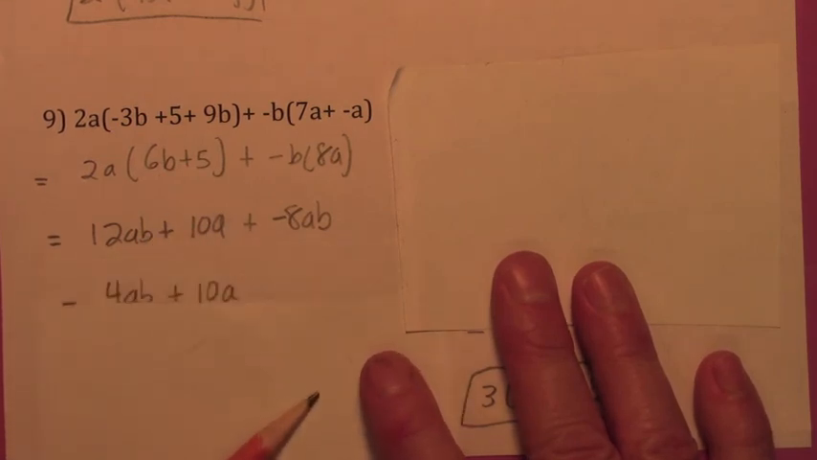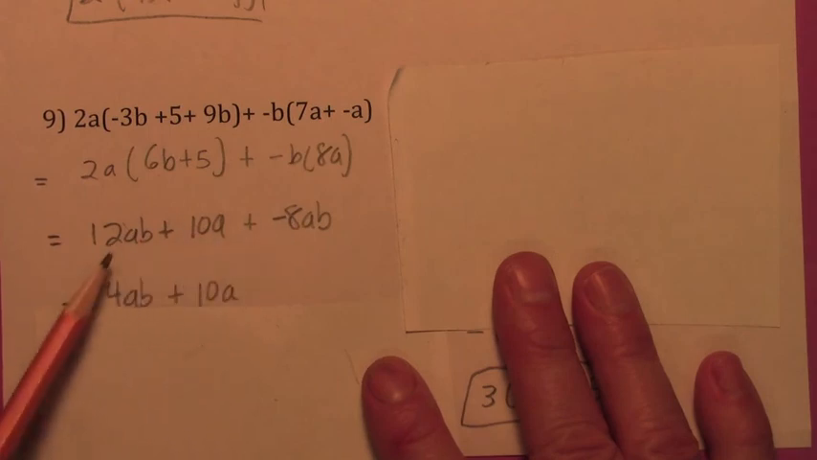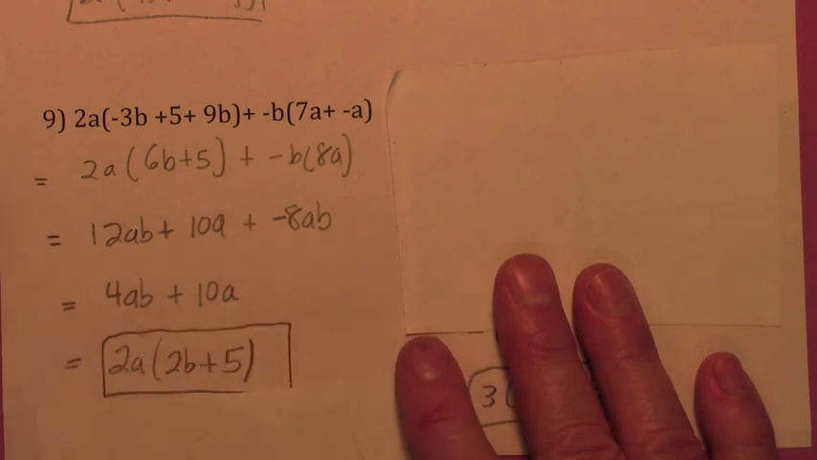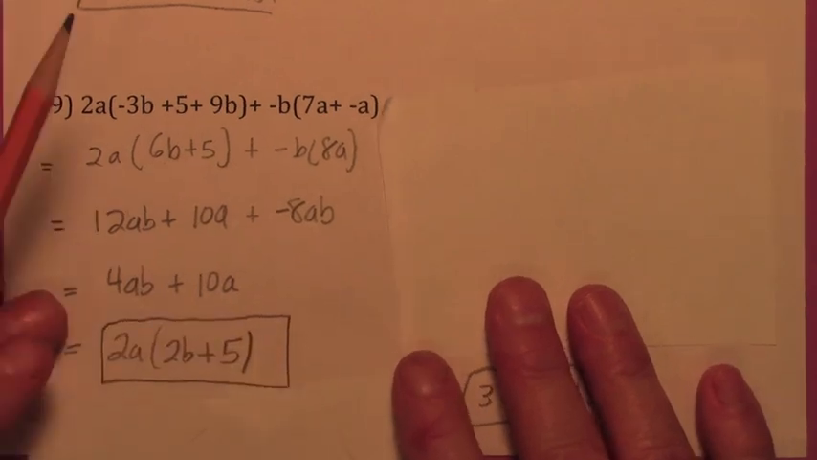You can combine the ab's. These are like terms. The first and last are like terms. So you get this. Now what's the greatest common factor? I'm going to say 2a. 2a times the quantity, 2b plus 5. Okay, last one.